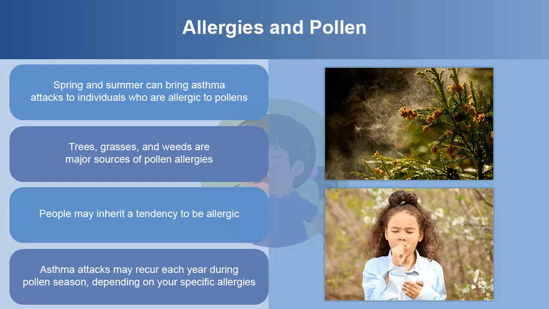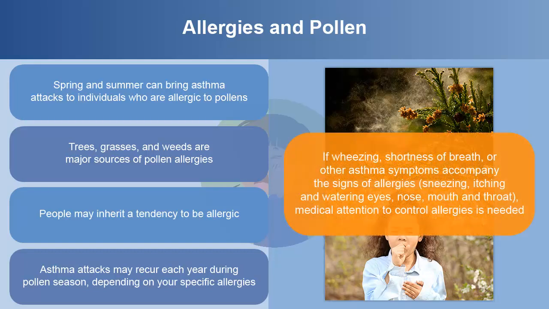If you know your asthma is worse during certain times of year, make sure you are taking controller medicines for both asthma and allergies. Though long-acting antihistamines taken by mouth may be helpful, nasal steroids work best. If wheezing, shortness of breath, or other asthma symptoms accompany the signs of allergies, sneezing, itching, and watering eyes, nose, mouth, and throat, medical attention to control allergies is needed.